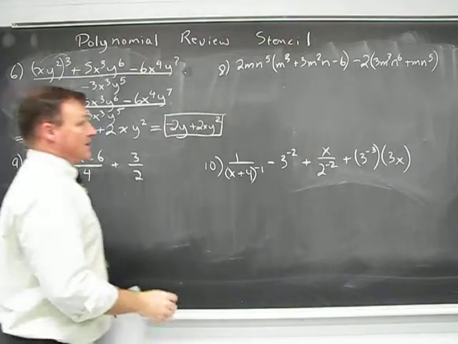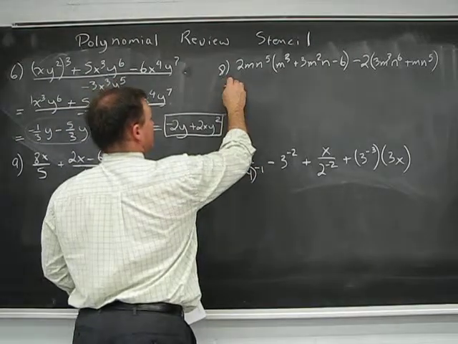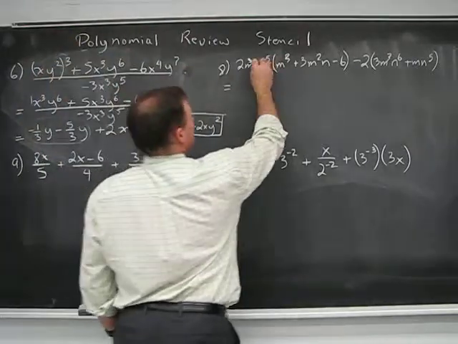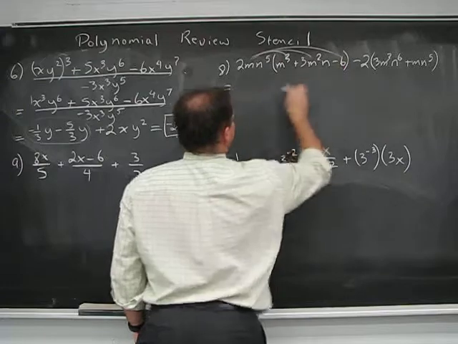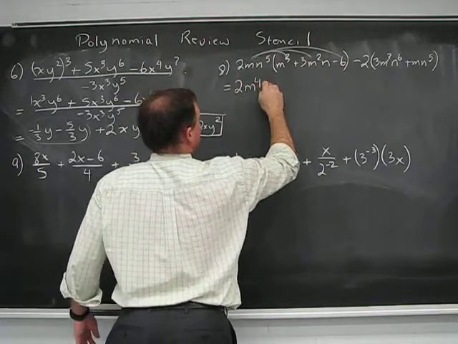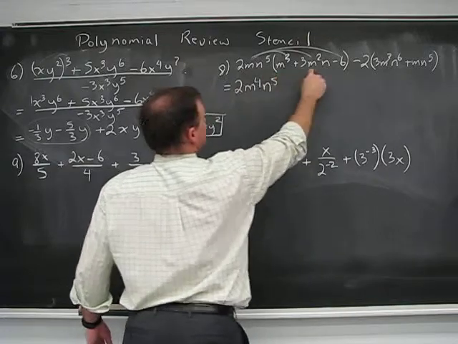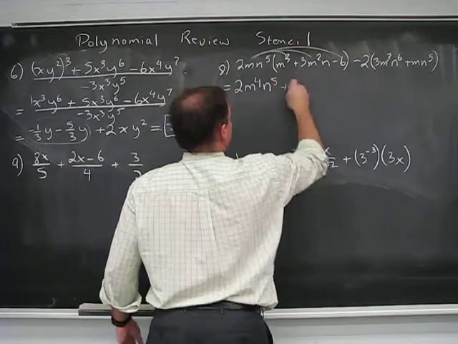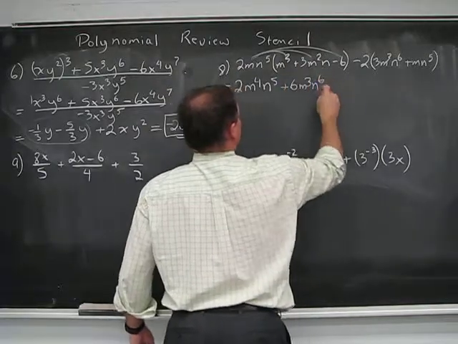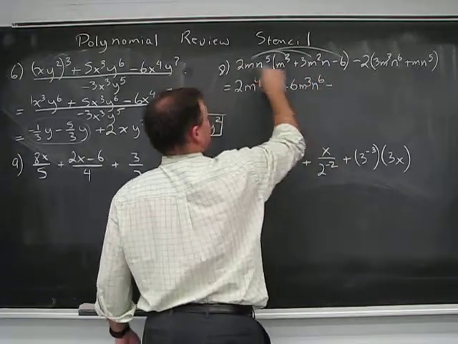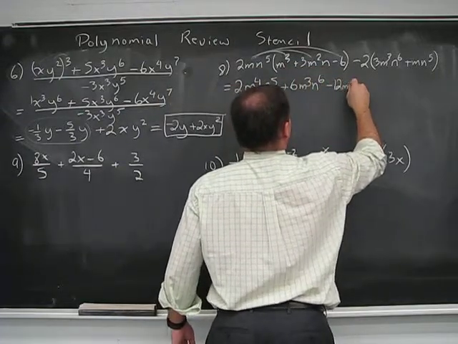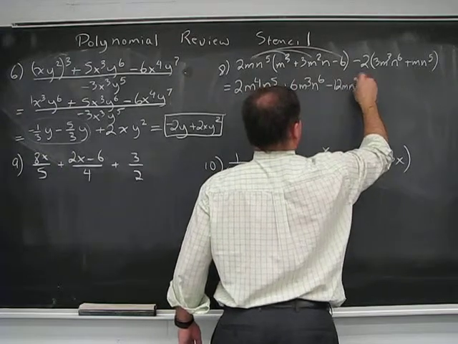Moving to number 8. And I'm sneaking into its territory here. Hopefully I won't be running out of room. Multiplying this times all three terms. So that's going to give me 2m to the 4, n to the 5. Then 6, right? 2 times 3. m to the 3, n to the 6. And then minus, you're multiplying this times the negative 6, right? The third term. 12, m n to the 5.